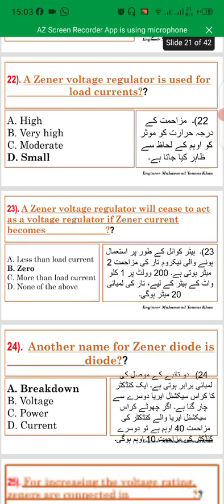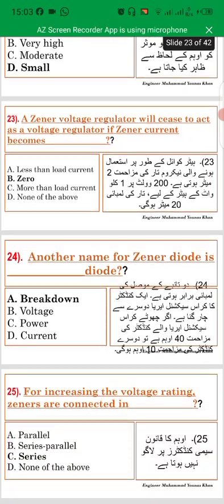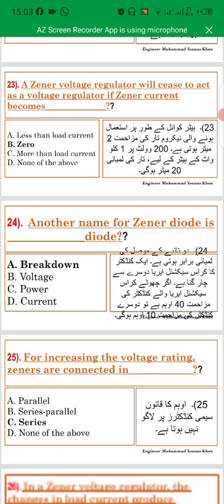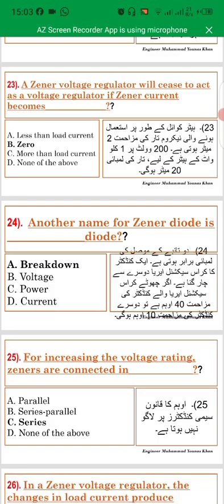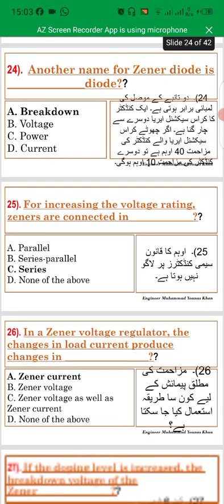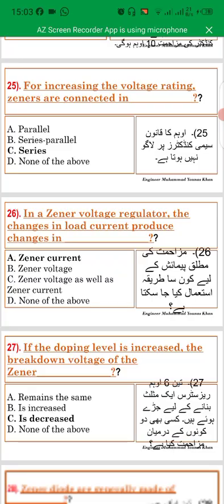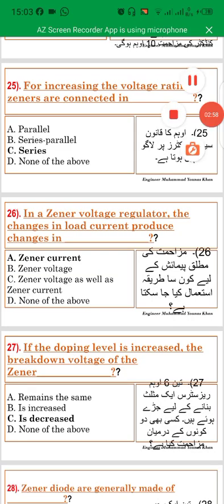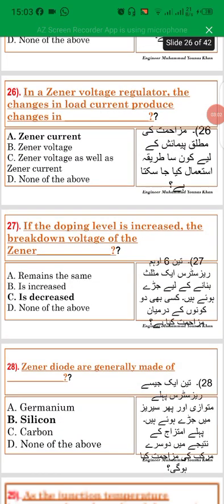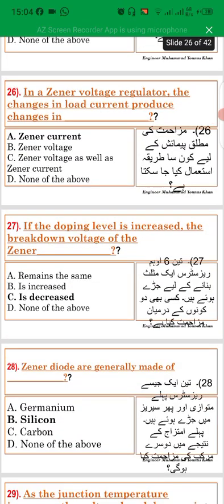A zener diode that has very narrow depletion layer will break down by zener mechanism. A zener voltage regulator is used for small load current. A zener voltage regulator will cease to act as a voltage regulator if zener current becomes 0. Another name for zener diode is breakdown diode. For increasing the load rating, the zener are connected in series. In a zener voltage regulator, the change in load current produces change in zener current.